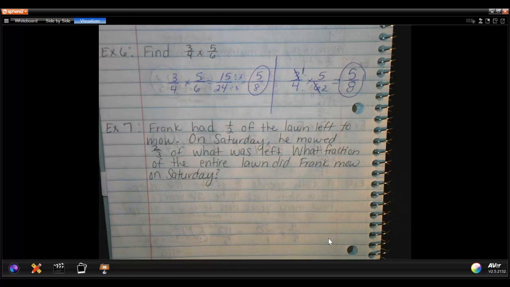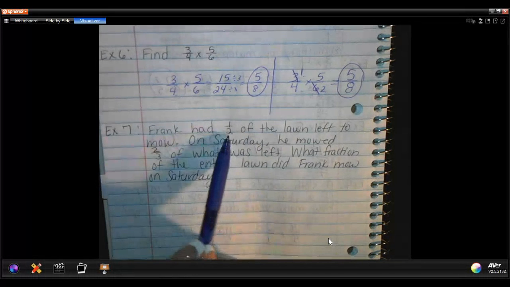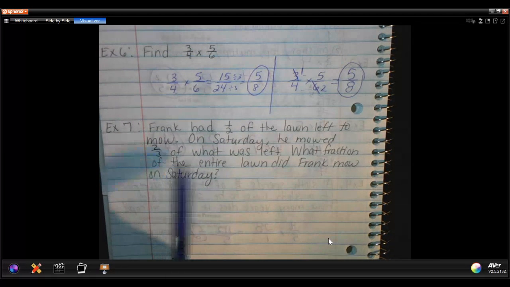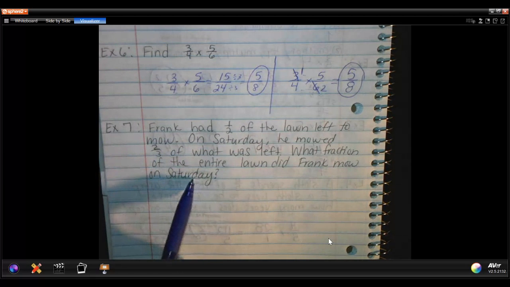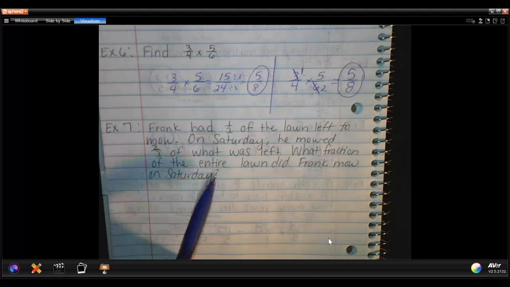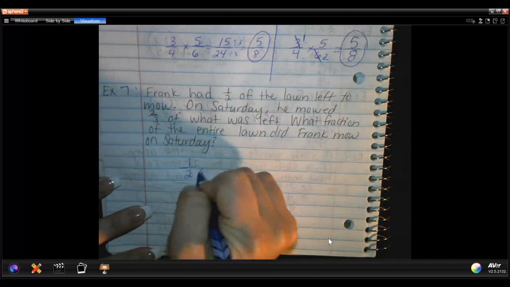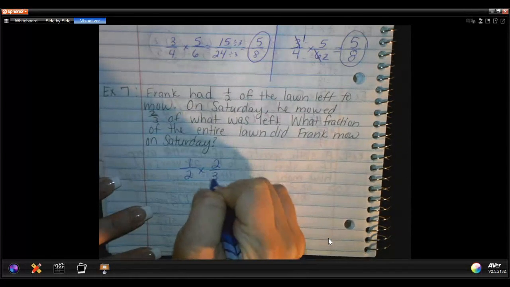Okay, then same thing, we can still multiply fractions in a word problem. Frank had half of the lawn left to mow. On Saturday, he mowed 2/3 of what was left. What fraction of the entire lawn did Frank mow on Saturday? Again, I'm going to do 1/2 times 2/3.